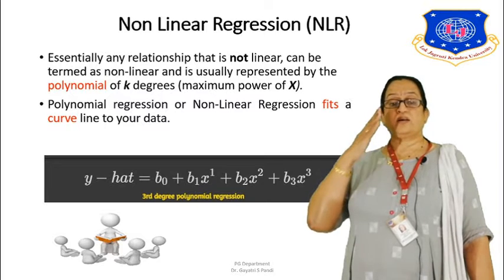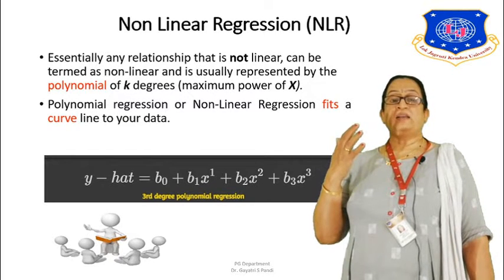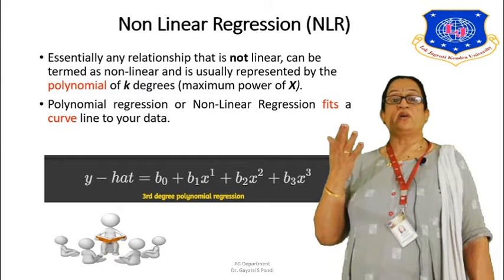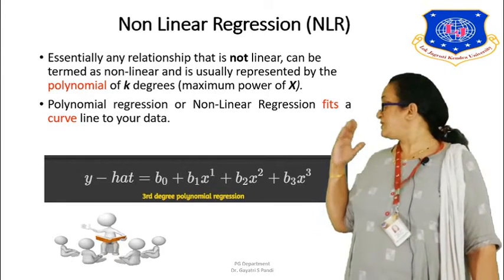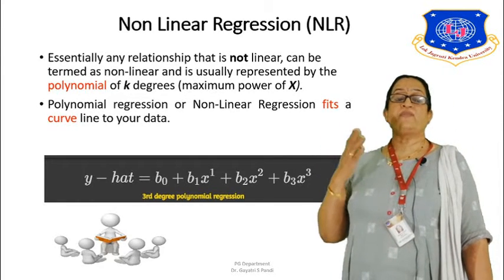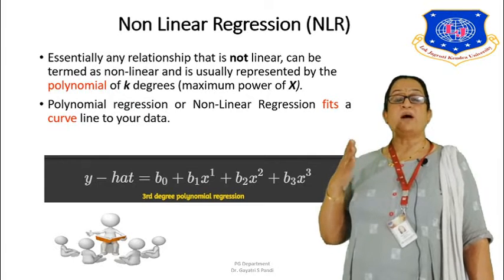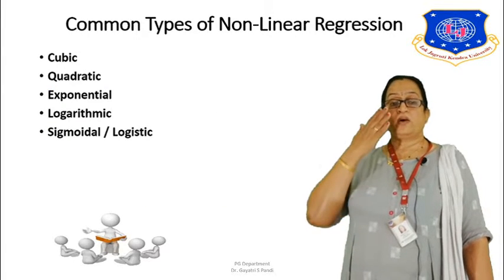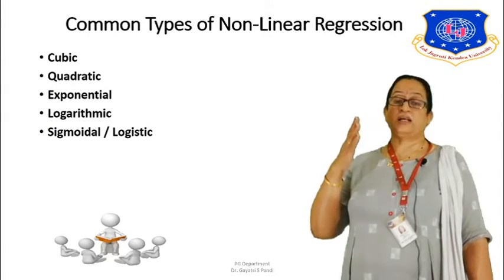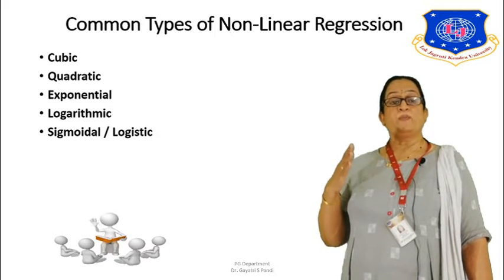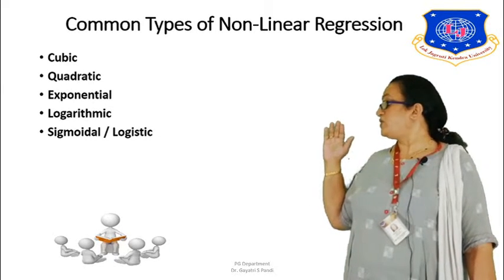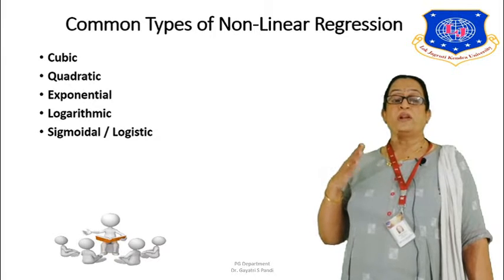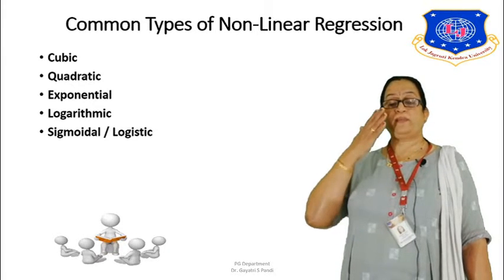Now they can be termed as non-linear because, as I told you, they focus on non-linear data and they are represented by the polynomial of k degree, that is the maximum power of x. Now you have various types of non-linear regression: cubic, quadratic, exponential, logarithmic and sigmoid or logistic. Now let us see one by one.